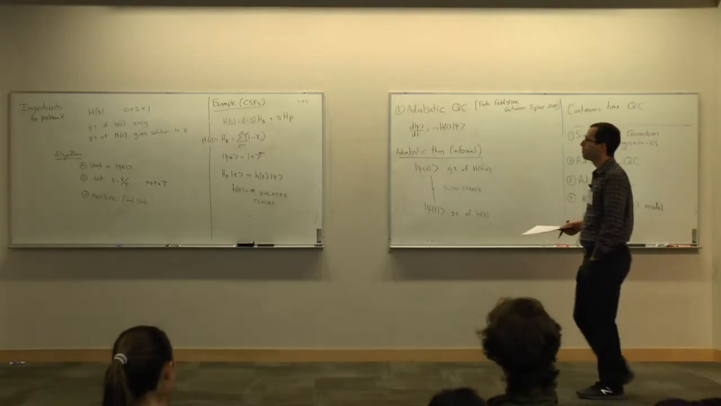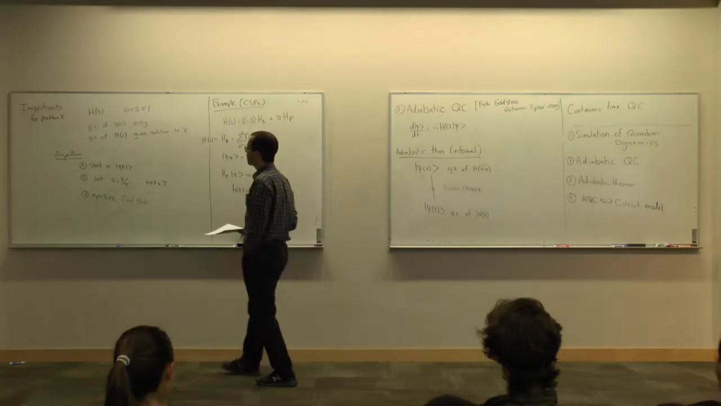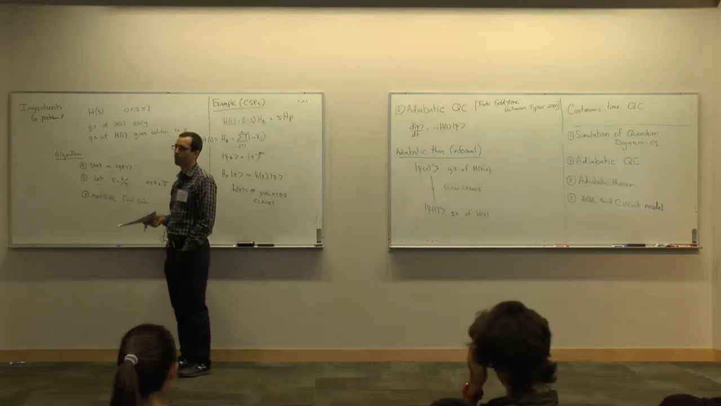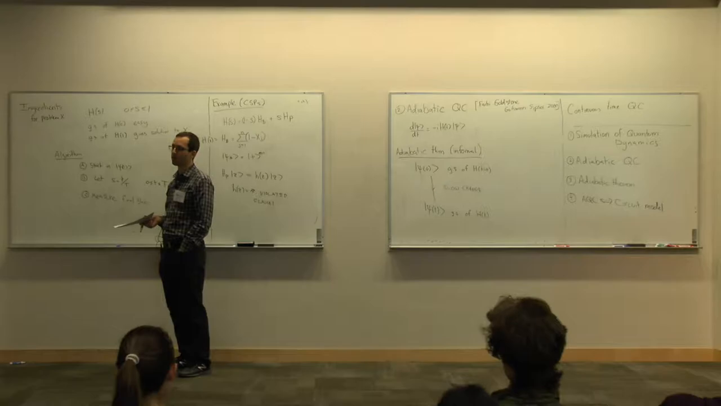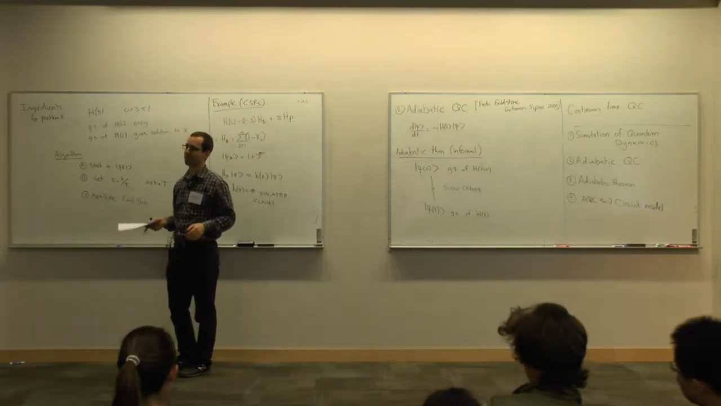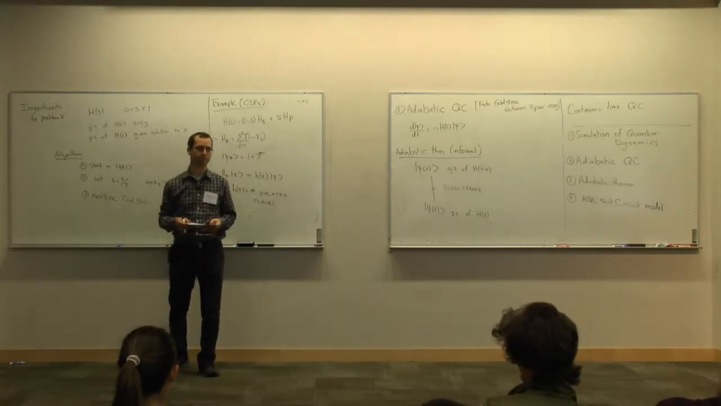Yeah, well, I kind of glossed over that. If the ground state becomes degenerate at some point, then you will have a level crossing. And then you have to be a little bit more careful than I'm going to be. I don't want to be careful about that in this lecture, because that's non-generic. Most of the time, that won't happen.